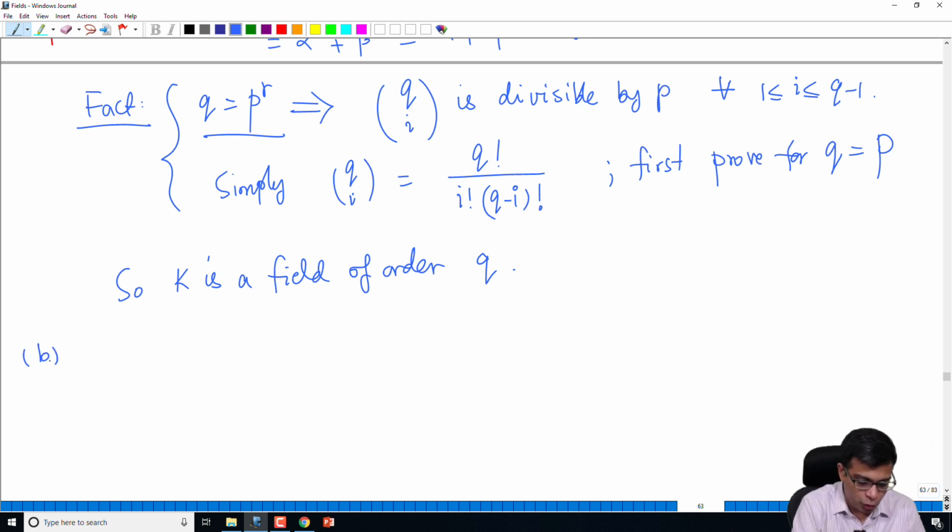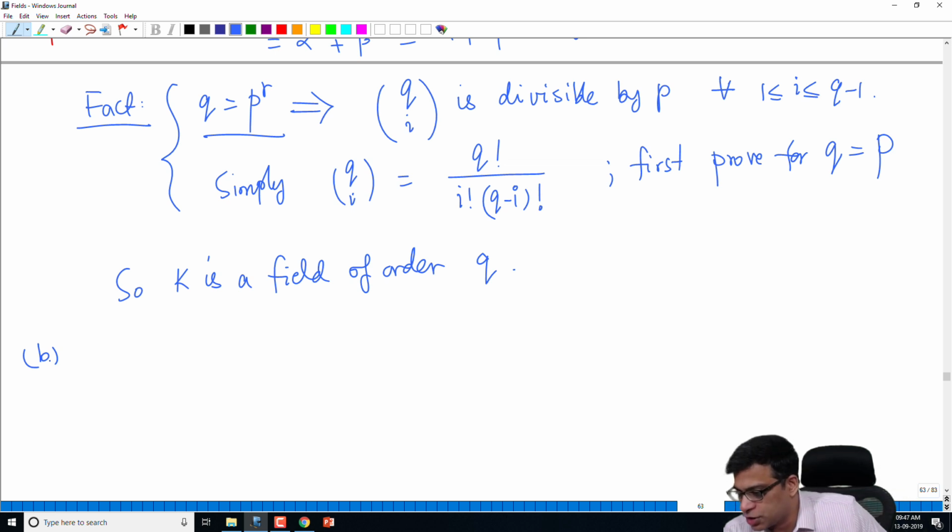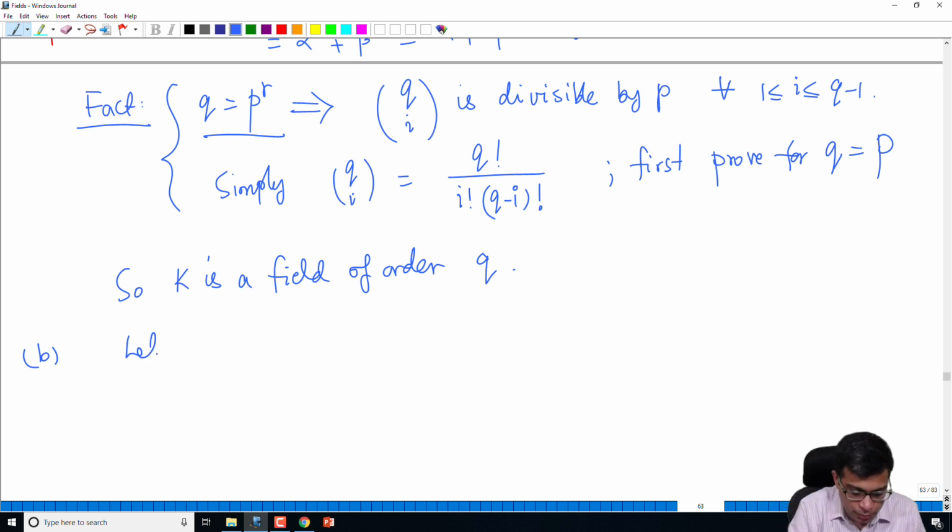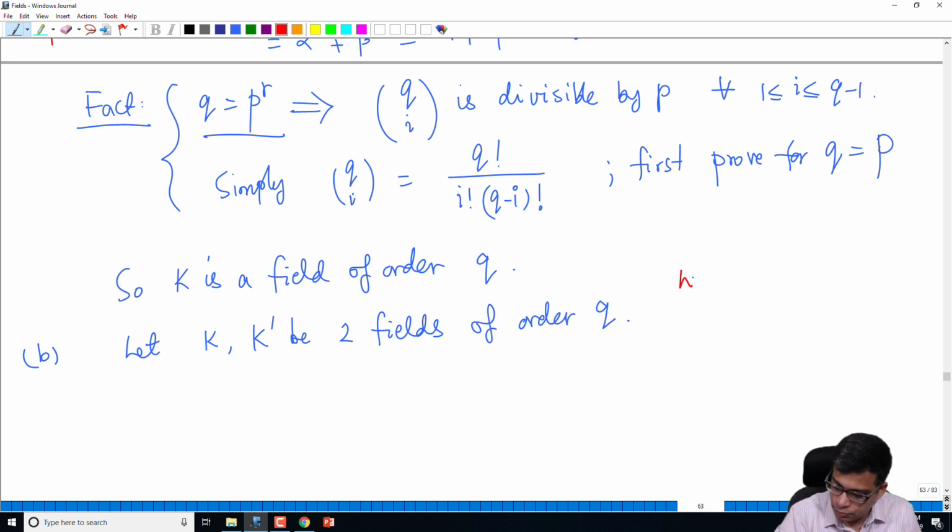So let me now prove part B, which is the second most important part of this whole structure theorem. Let k and k prime be two fields of order q. We want to show that k and k prime are isomorphic as fields, of course, which is same as rings.